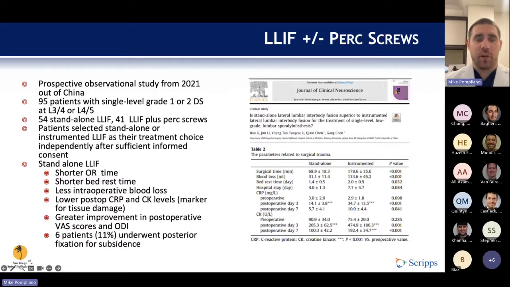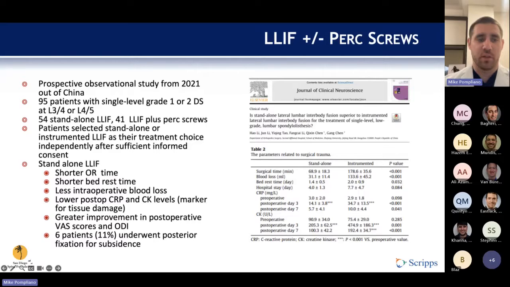Looking at lateral interbody fusions with or without percutaneous screws. This is a study out of China from 2021, 95 patients, low-grade spondylolisthesis, grade 1 or 2 at L3-4 and L4-5. They had 54 standalone and then 41 that opted for percutaneous fusion as well. It is a little weird because they allowed patients to elect their treatment after informed consent.